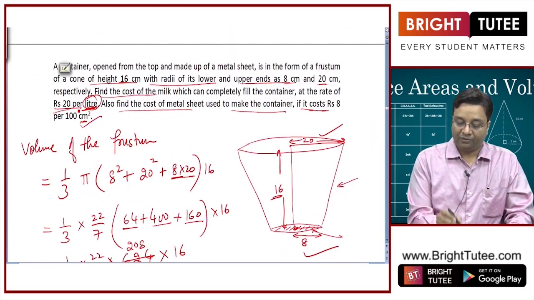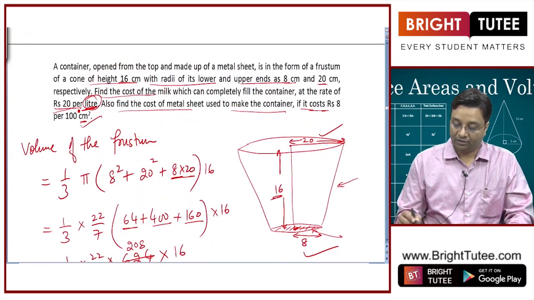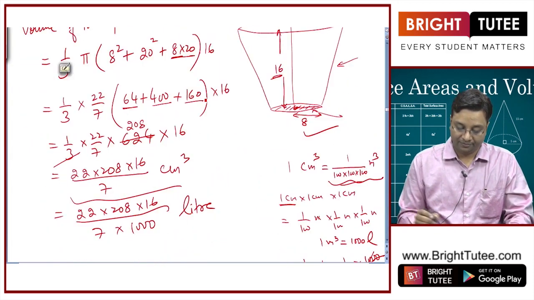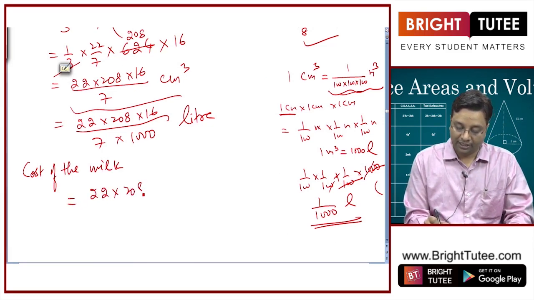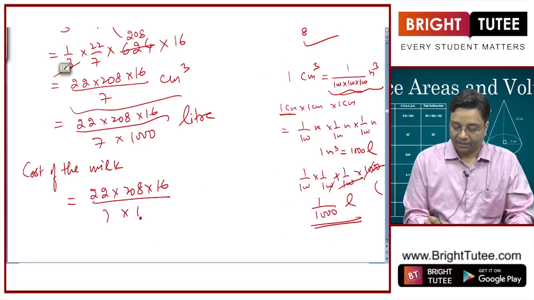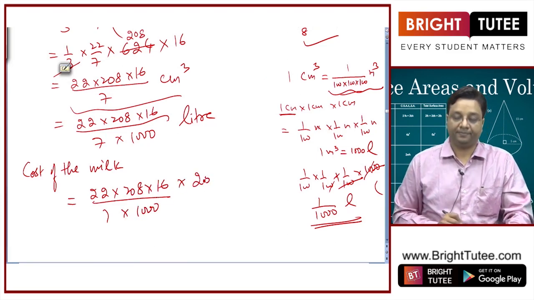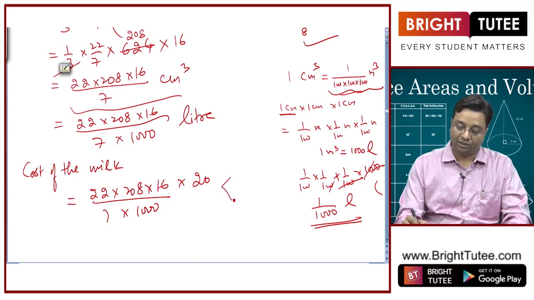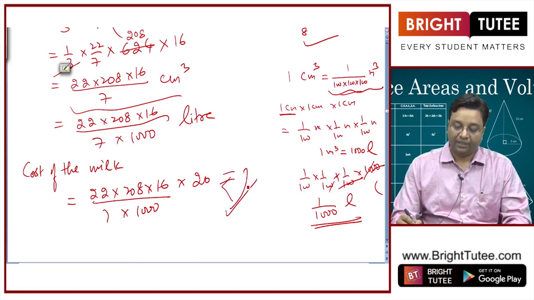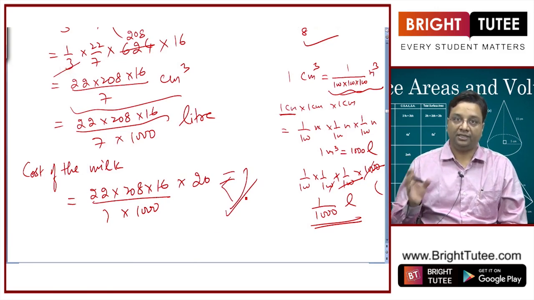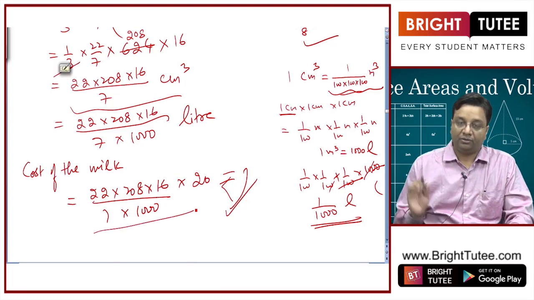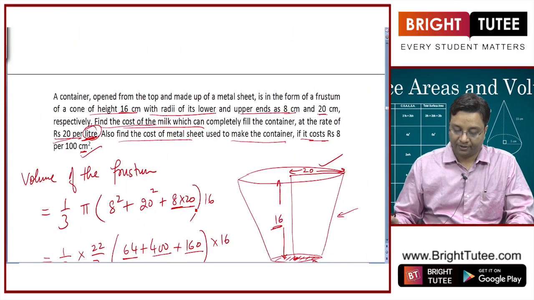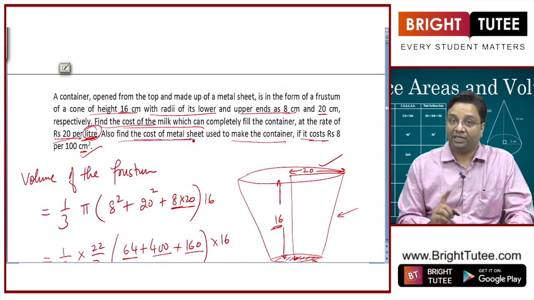Now, we have a rate of 20 per liter. So what will be the total cost of the milk? The cost of the milk to fill this container will be equal to 22 into 208 into 16 by 7 into 1000 into 20. So this will be the cost in rupees. This is the cost of filling this container with milk at the rate of rupees 20 per liter. The calculation you need to do yourself. And we need to find the cost of metal sheet now.